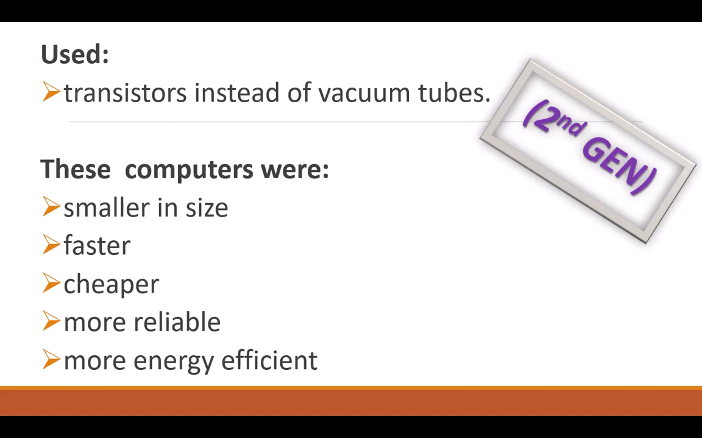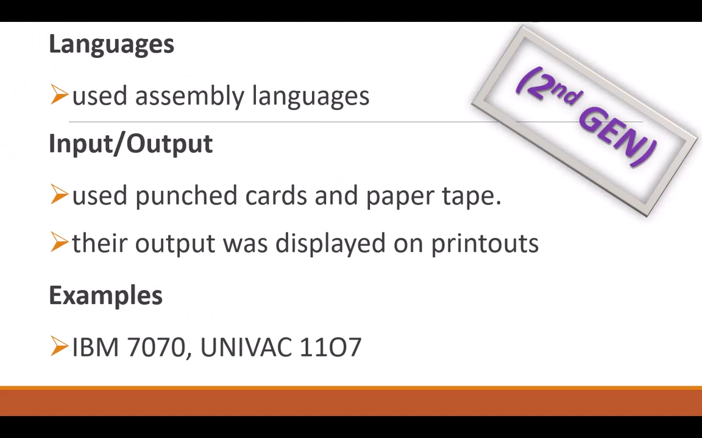Languages. The second generation used assembly languages, which allowed programmers to specify instructions in words. High-level programming languages were also being developed at this time. Input-output. The second generation computers used punched cards and paper tape. Their output was displayed on printouts. Examples: IBM 7070, UNIVAC 1107.